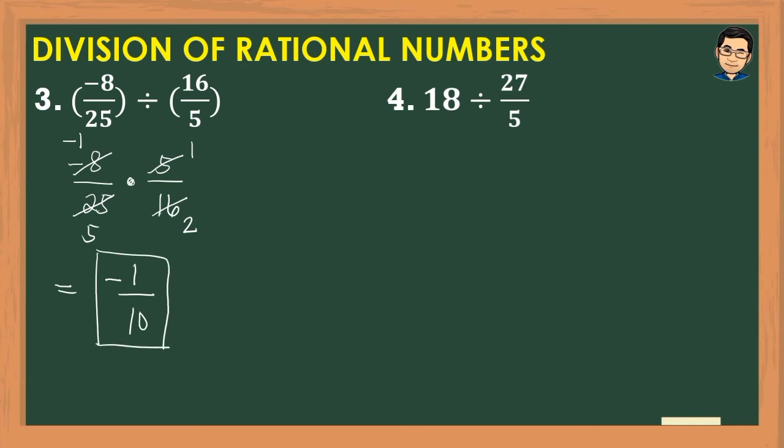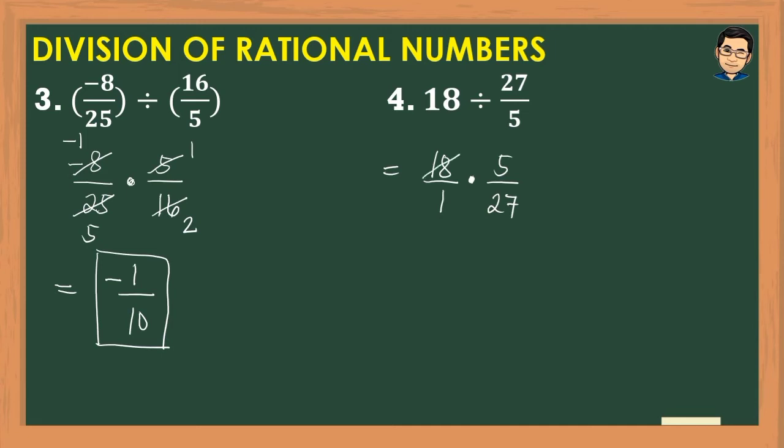Next, 18 divided by 27 over 5. So ang gagawin po natin dito, yung 18, susulat natin yung denominator niya na 1. And then we get the reciprocal of 27 over 5. So that is 5 over 27. And then we multiply. So the GCF of 18 and 27, that is 9.